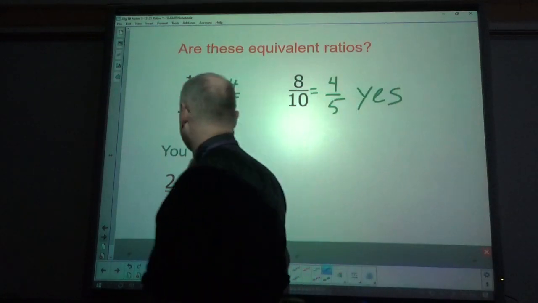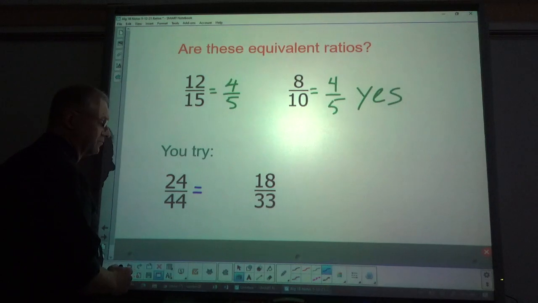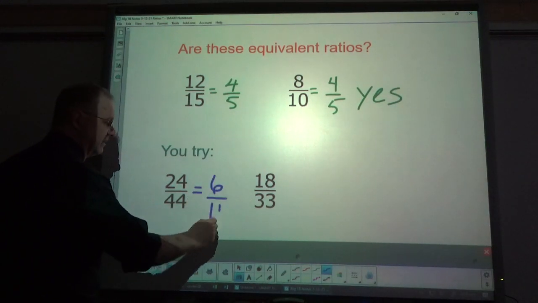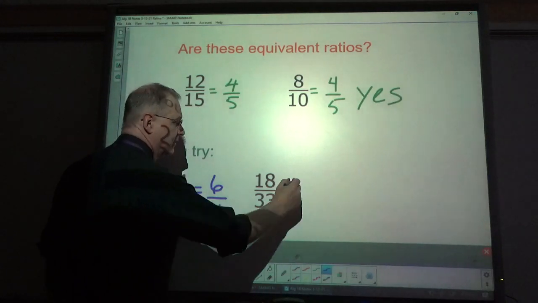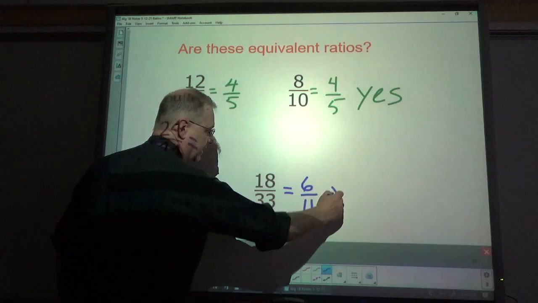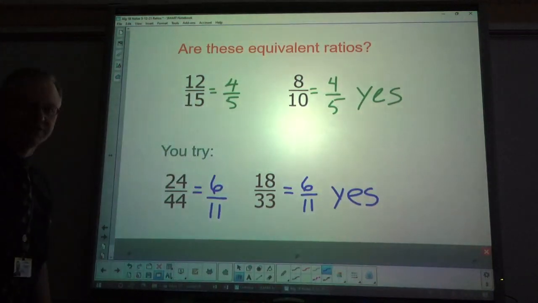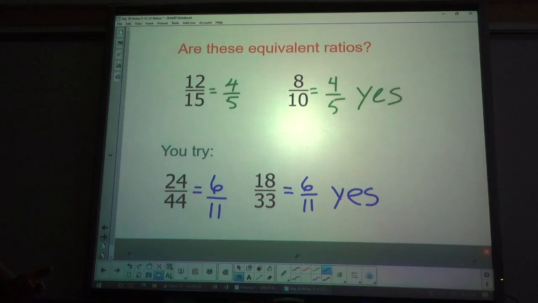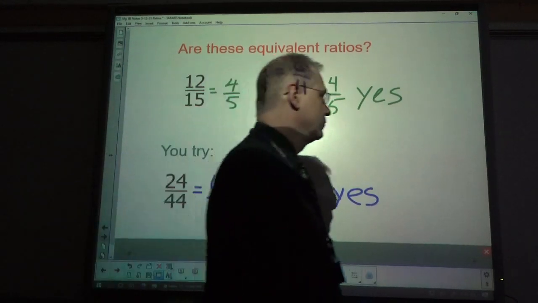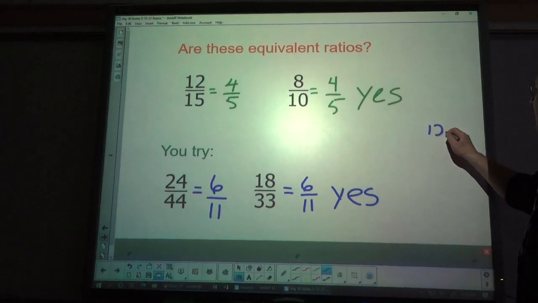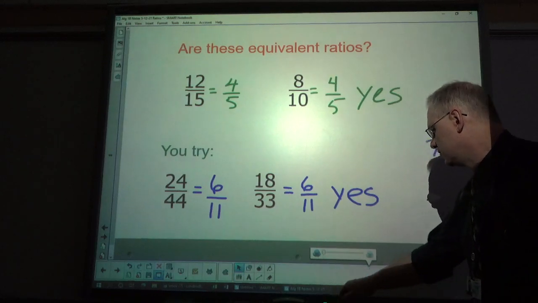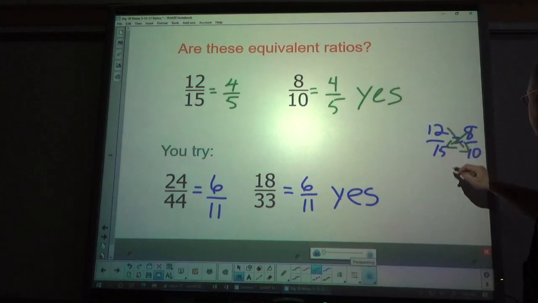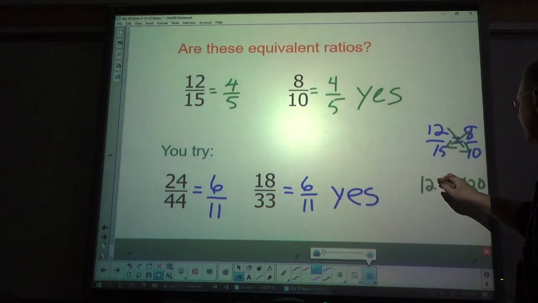All right, in this one, the top and bottom can reduce by 4, giving you 6 over 11. This one, top and bottom, reduces by 3, giving you 6 over 11. So yes, they are equivalent. The other way you can do it is set it up as a proportion, which is what we're going to go over tomorrow. 12 over 15 equals 8 over 10, and then you can cross multiply, and if the two sides are equal, then they're equivalent. So 120 equals 120.